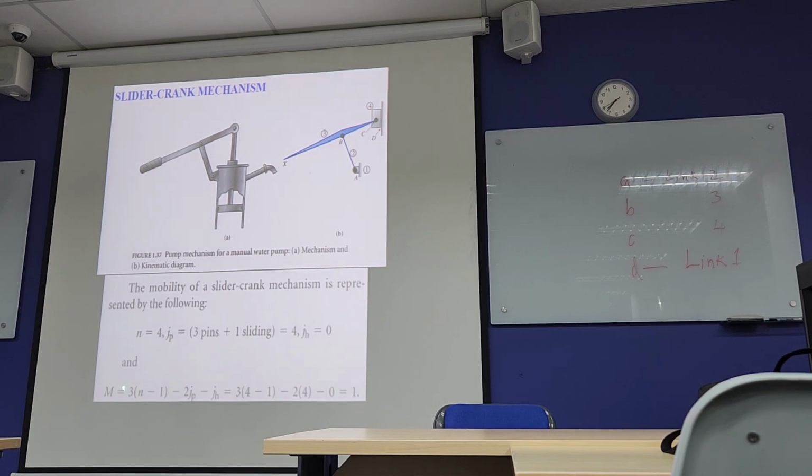So you can apply the degree of freedom here: 3 times (n minus 1) minus 2 times the number of full joints. So 4 minus 1 is 3, 3 times 3 is 9, then 4 full joints, 2 times 4 is 8, so 9 minus 8 is 1. So the degree of freedom for this is 1. So this is basically a manifestation of a slider crank mechanism.